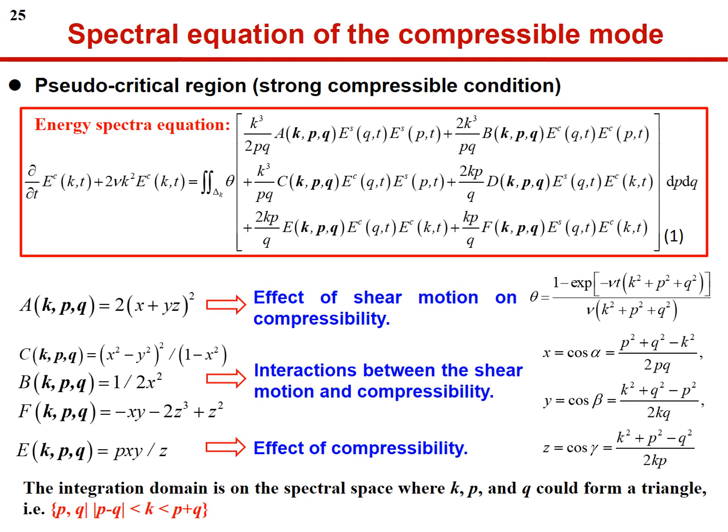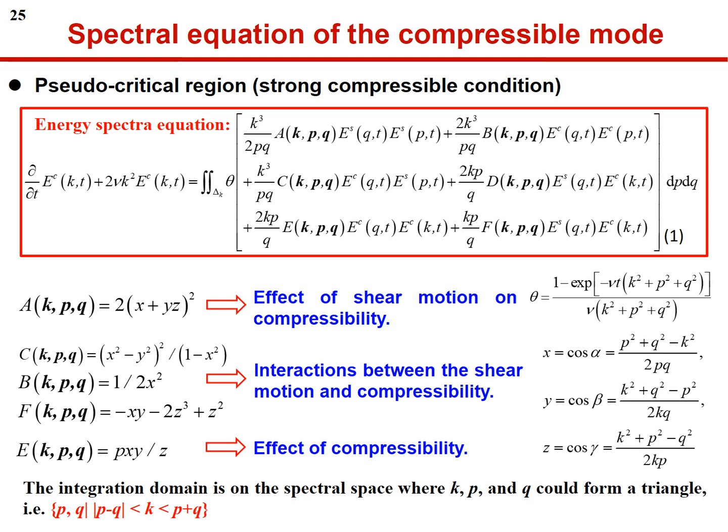If the flow temperature is in the pseudo-critical region, the energy spectrum of the compressible mode is much more significant than that of the solenoidal mode. They are of the same order of magnitude. Using a similar way, we could obtain the energy spectral equation in the pseudo-critical region. The form of the energy equation 1 is quite different from that away from the pseudo-critical region.